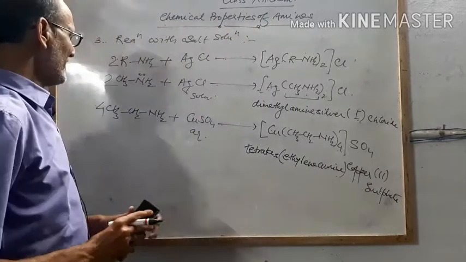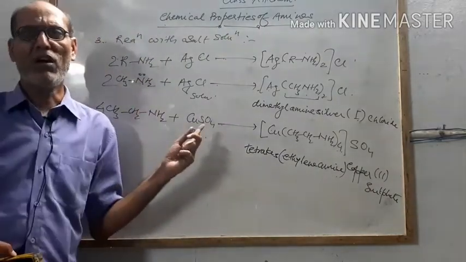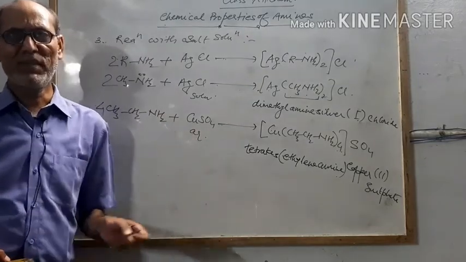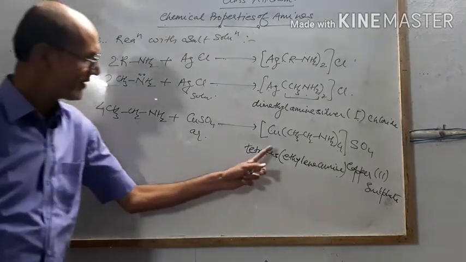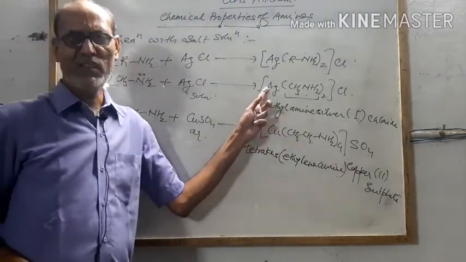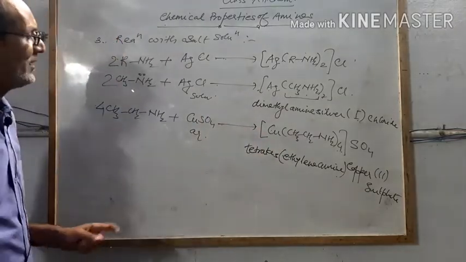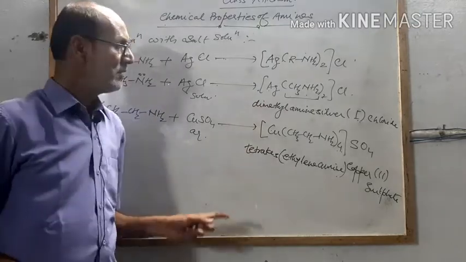You can write the reaction between any salt, but the salt should be of a transition metal, because only transition metals can form complexes. Here we have taken copper and silver. These both are in the category of d-block elements and they can form complex salts. Okay.